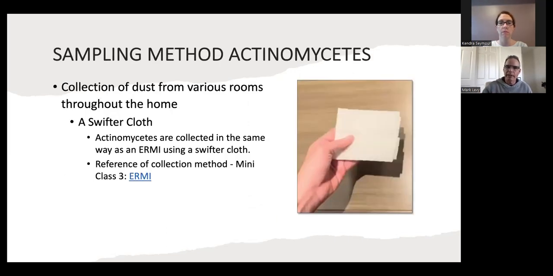So the sampling methodology, again, is very similar to what we would do with the ERMI collection. It's the collection of the dust. You're going into several rooms within the home. You're picking up the dust from various types of dust reservoirs. And again, if you want to see how you can do a collection, I would refer you to the mini class that we did on ERMI.